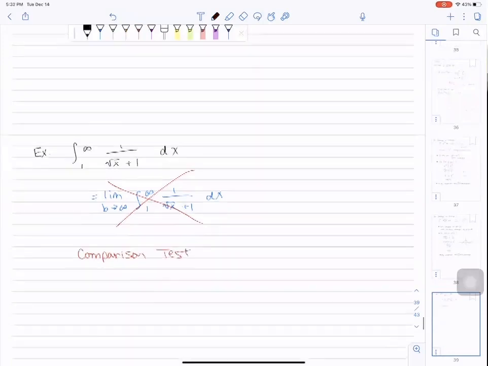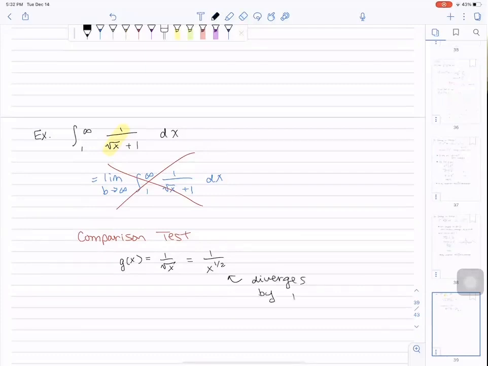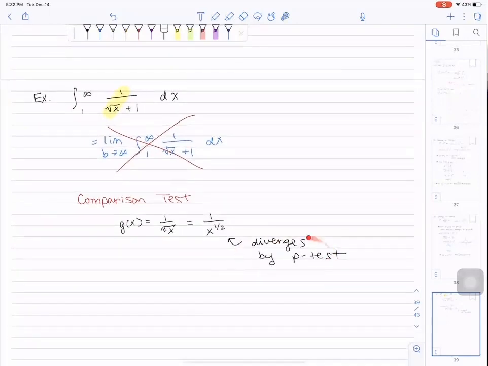So what's something that looks nice? Well, this 1 over square root x looks nice. Let's pick that as our familiar thing, 1 over square root x. What is that? That's 1 over x to the 1/2. By the p-series rule, this diverges. Now path A, so it diverges by the p-series test.